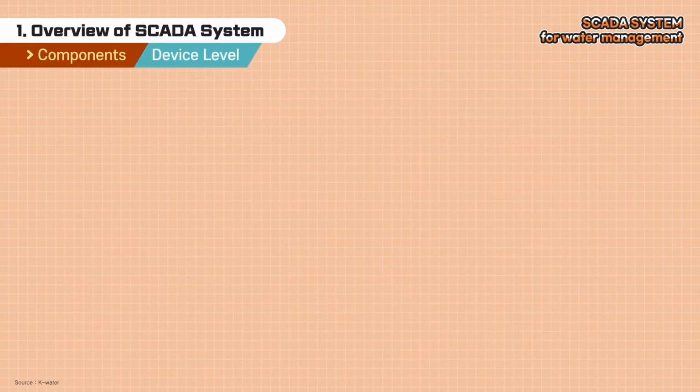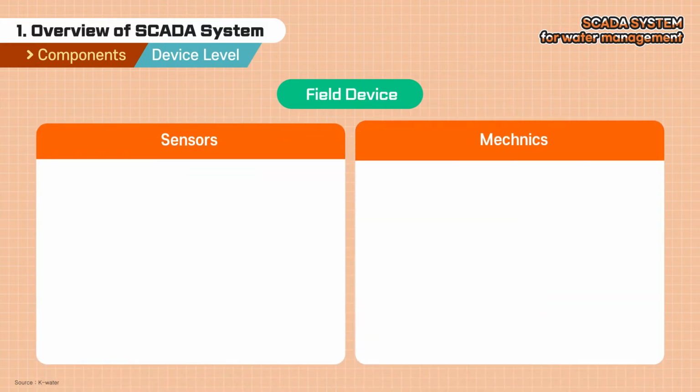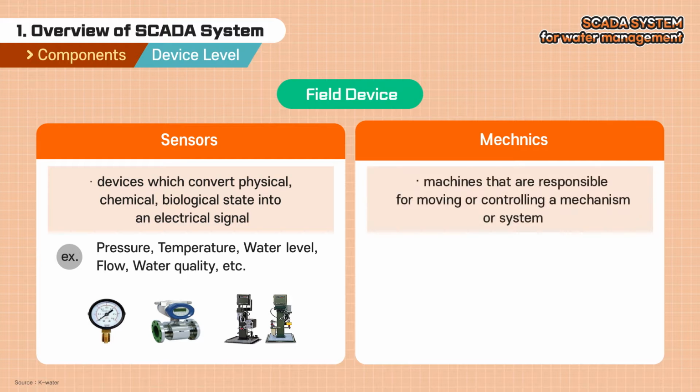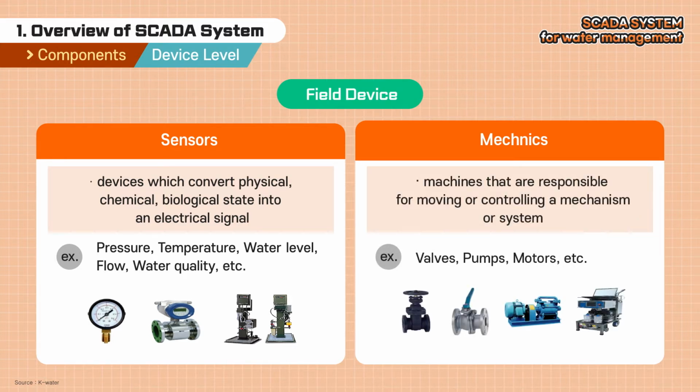Let's take a closer look at the components of the device level. The first component of the device level is a field device. Field devices are largely divided into sensors and mechanics. The sensors are devices to convert physical, chemical, and biological signals into electrical signals. Mechanics refer to mechanical equipment such as pumps, motors, and valves.